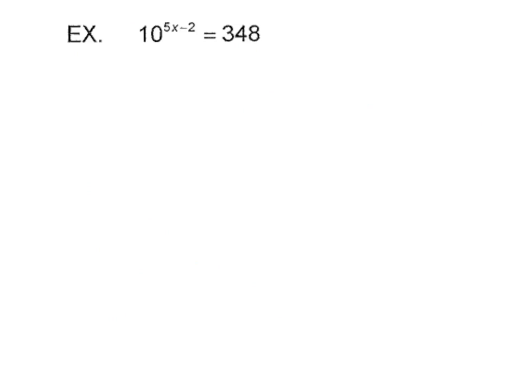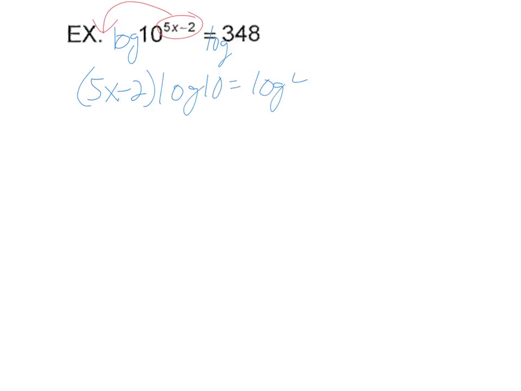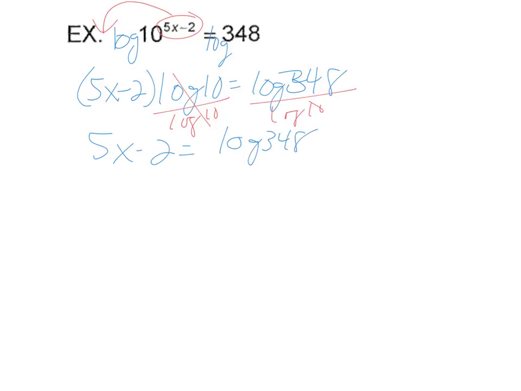The next one is 10 to the power of 5x minus 2 equals 348. Again, we don't want that 5x minus 2 floating in the sky, so we'll do log on both sides. That will make the 5x minus 2 move out front. Now, because the entire thing is out front, we need to put it in parentheses: parentheses 5x minus 2, and then log 10 equals log 348. Now divide both sides by log 10. 5x minus 2 equals log of 348 over log 10.